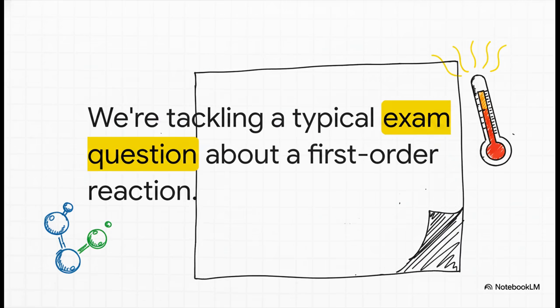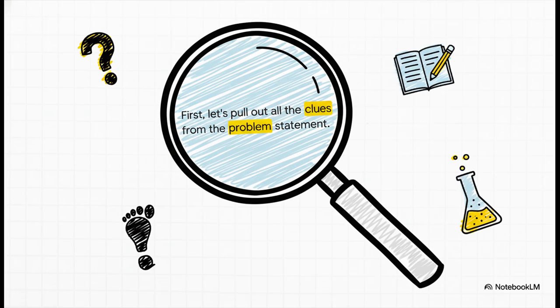So what we're going to do is walk through a very common type of problem, the kind you definitely see on an exam. It's all about something called a first-order reaction, and we're going to look at how its speed changes when the temperature gets a boost. I like to think of these problems as little detective cases. And what's the first thing any good detective does? You gather the clues, right? So let's break down exactly what we're given to work with here.